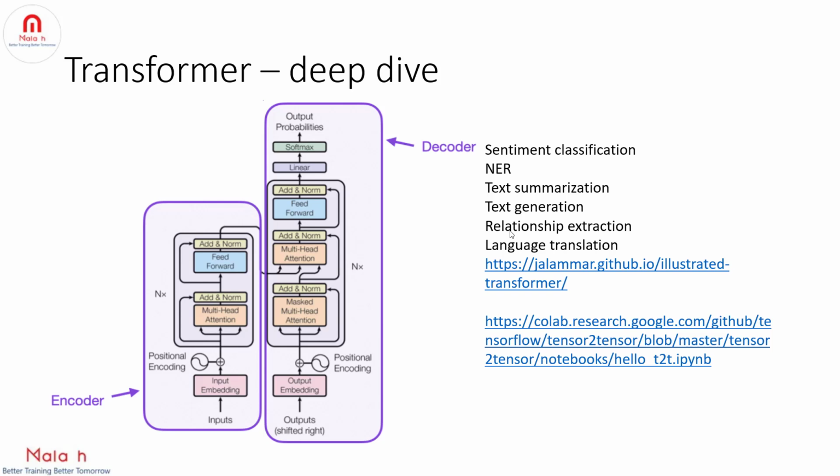The next example is language translation. For example, let's say you're trying to translate from English to Spanish. In this case, we need both encoder and decoder. That is, one focuses on the source, which is English, and the other focuses on the target, which is Spanish. So we need both encoder and decoder, but we will deep dive into this. We will understand both encoder and decoder.